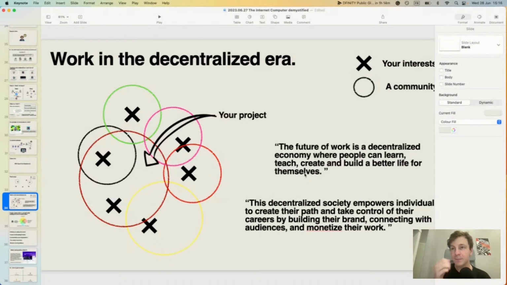I think it's a better model for society because it incentivizes people to pursue their internal interests, connect with their audience, connect with their followers, and monetize their work more easily. I would say easily. We are already seeing that. It's called the creator economy, and it's already been out there for a few years.